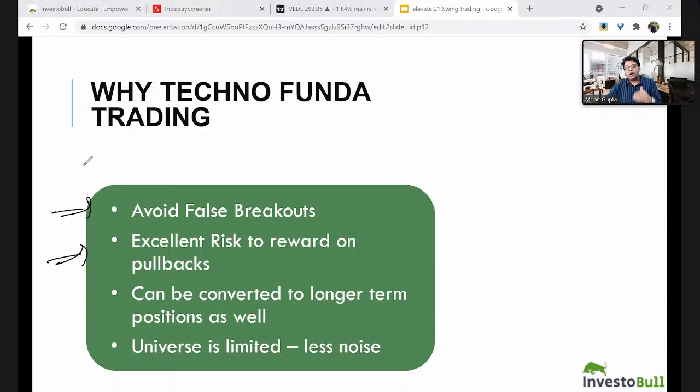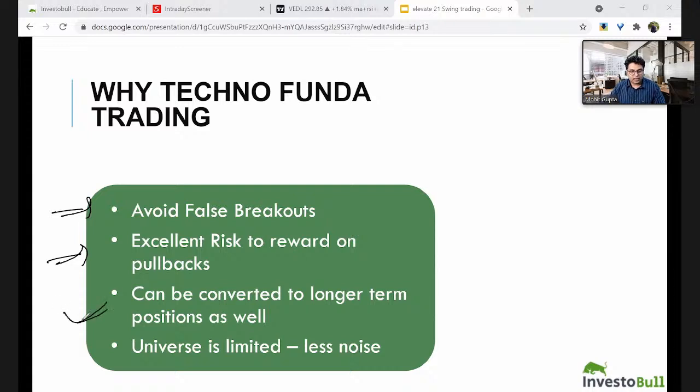Now, if we trade not on breakouts but on pullbacks, then our probability is going to increase even further, maybe up to 80%, right? Out of 10 times, we may be correct 8 times, or maybe 7 times. And that is good enough. If you do the same thing in the long run, you are going to make a very good amount of money if you follow this techno funda trading.